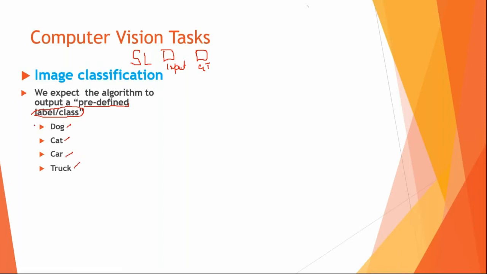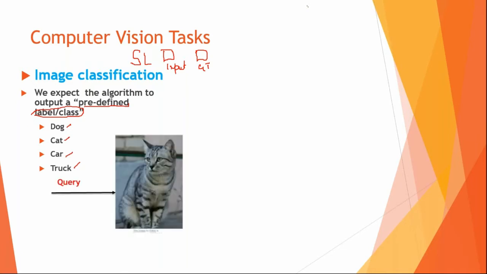So you give equivalent images, and you train the system. Once that system becomes generalized, when you give a query image, you expect the system to respond. Say it's an image of a cat, you expect the system to respond by saying that it is a cat. This is a very basic computer vision task which was first developed. It's called image classification.